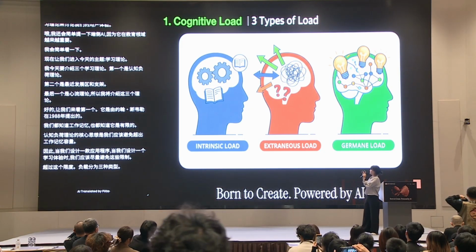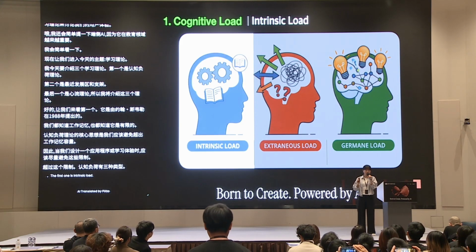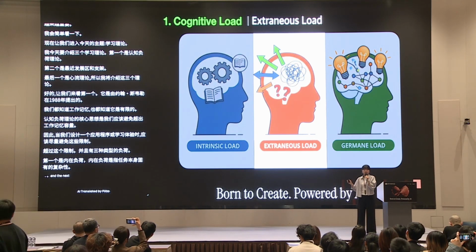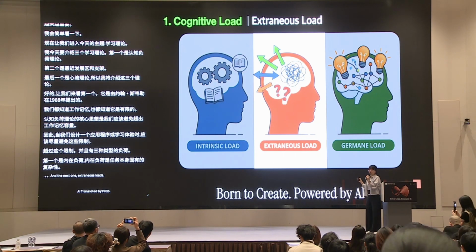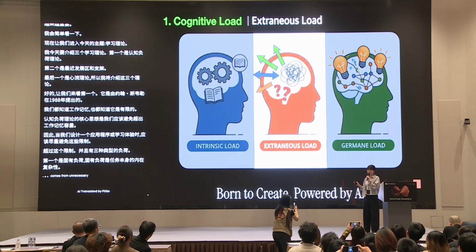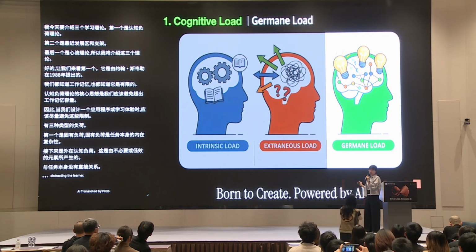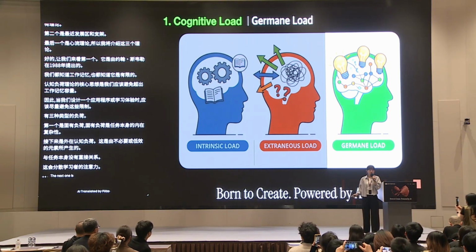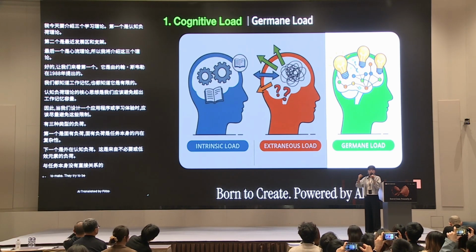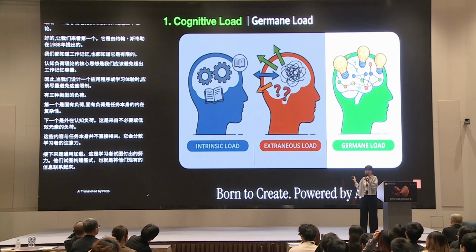The first one is intrinsic load. Intrinsic load is the inherent complexity of the task itself. And the next one, extraneous load. This is something that comes from unnecessary or inefficient elements that are not directly related to the task itself. So it's distracting the learner. The next one is germane load. This is the effort that learners make. They try to build schema. So they are linking their current information with new information. This is where learning happens.